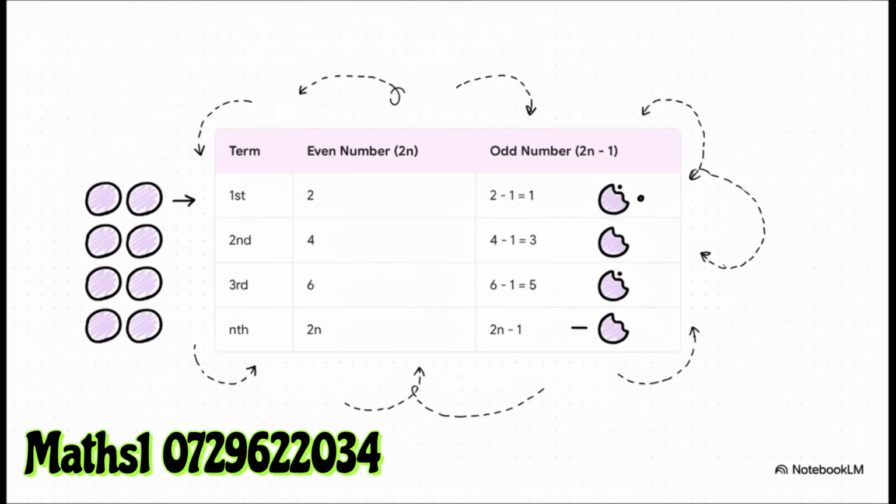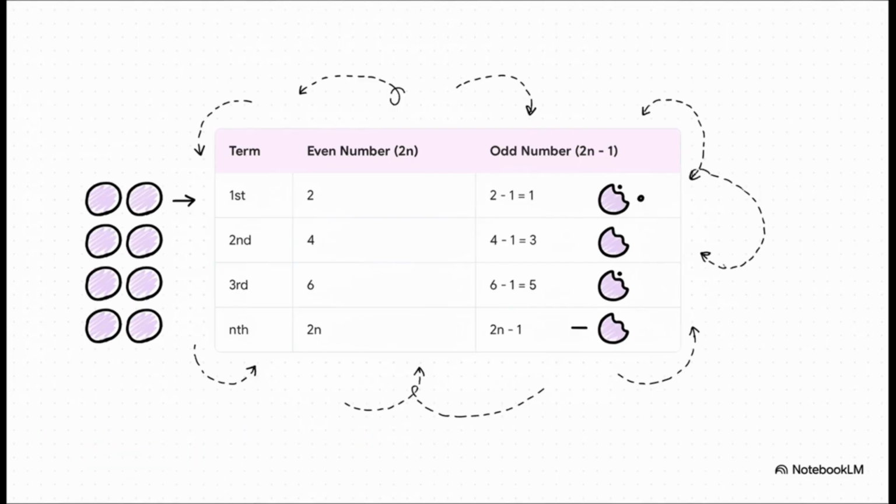Let's take the odd numbers: 1, 3, 5. Now think about it. Every odd number is just 1 less than an even number, right? So if the key for even numbers is 2n, it makes perfect sense that the key for odd numbers is just 2n minus 1. It's so elegant how these rules are all connected.